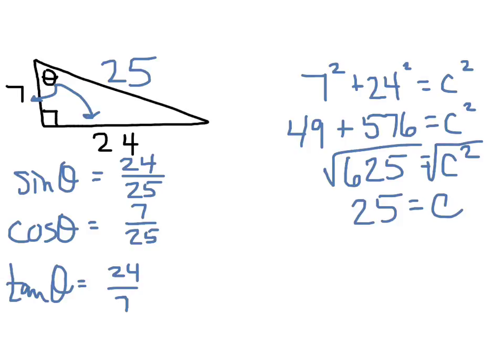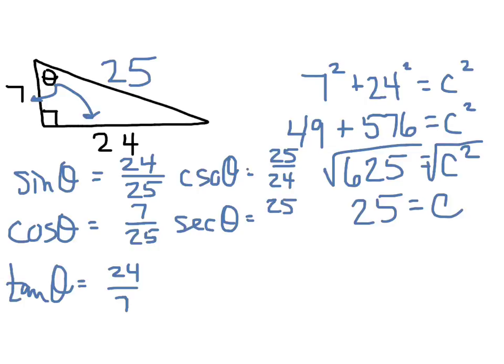Now writing the new ones. Cosecant is 25 over 24. Secant is 25 over 7. Cotangent is 7 over 24. And I'm done. That's what you're going to have to do.